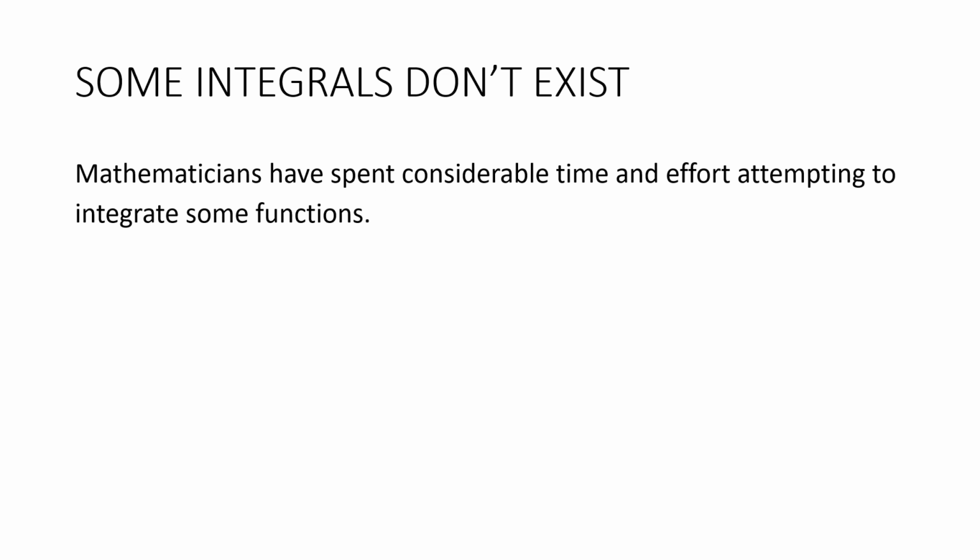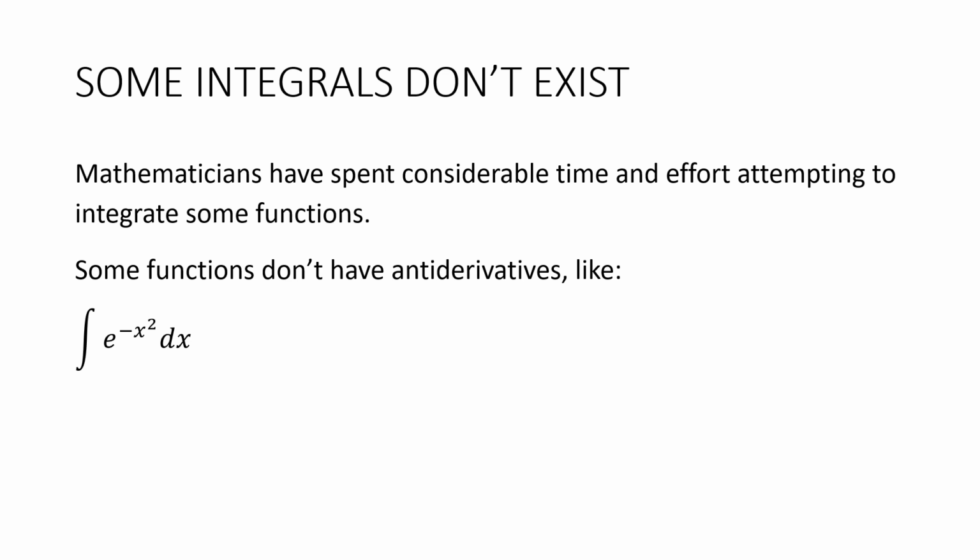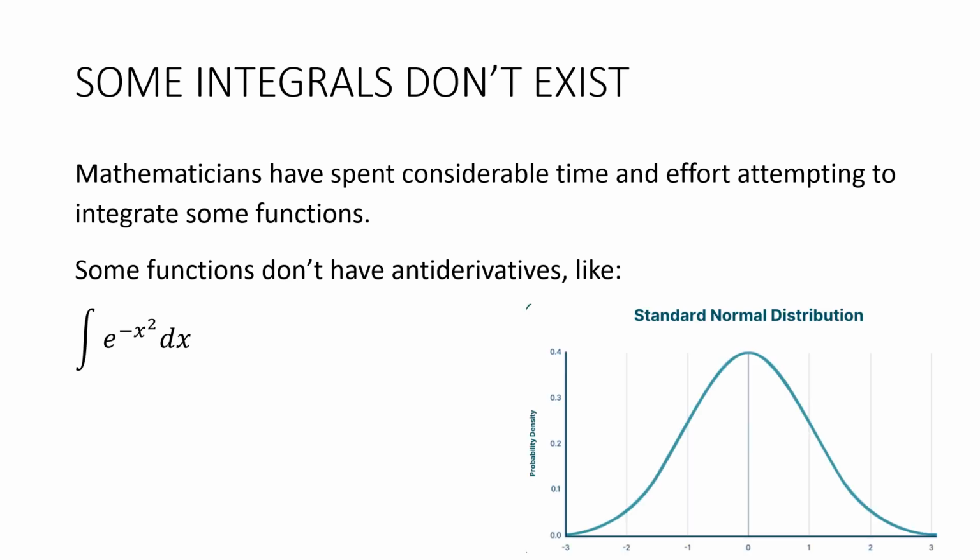Now, some integrals don't exist in an exact form. Mathematicians have spent considerable time and effort attempting to integrate some functions, and a really famous one is the integral of e to the negative x squared. And you can see that if we attempted to integrate this using the reverse chain rule, we would be introducing an x on the denominator. So this one's called the impossible integral, and yet we use it all the time in statistics.